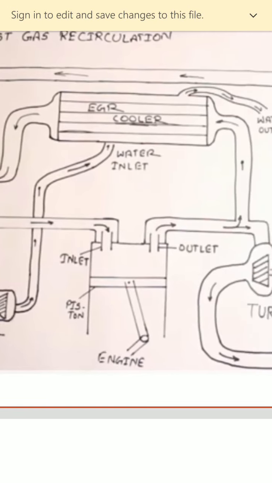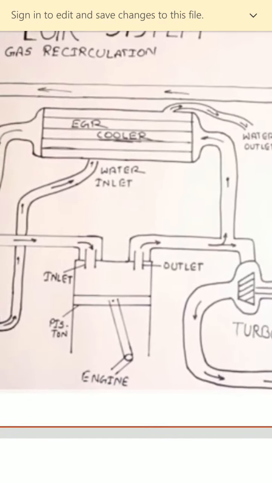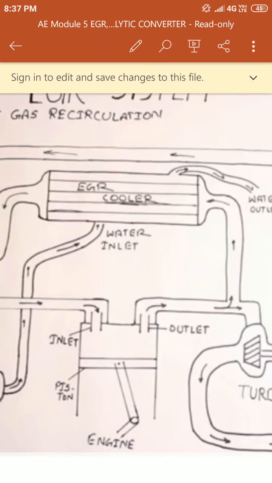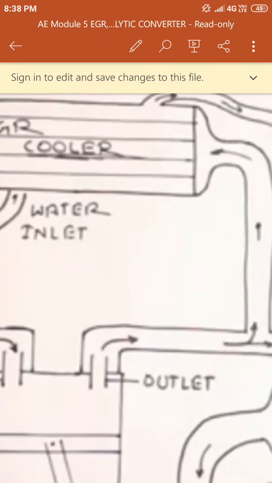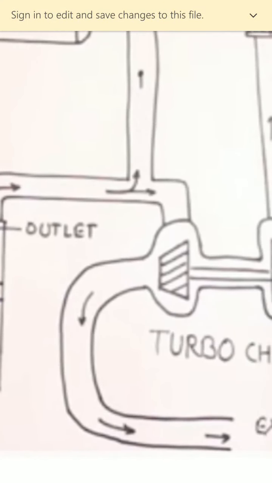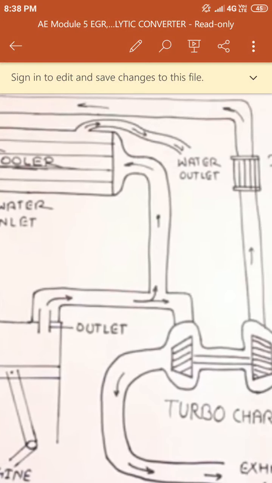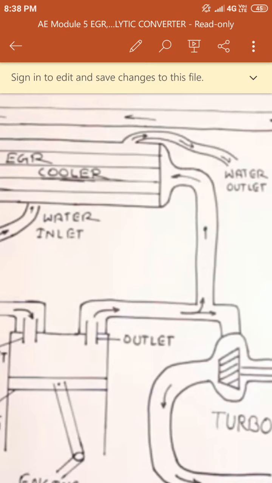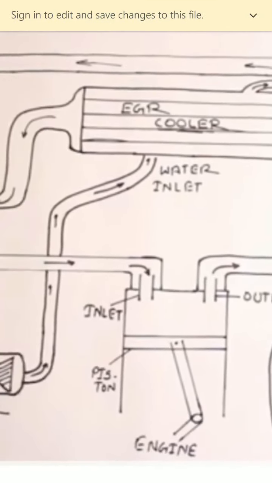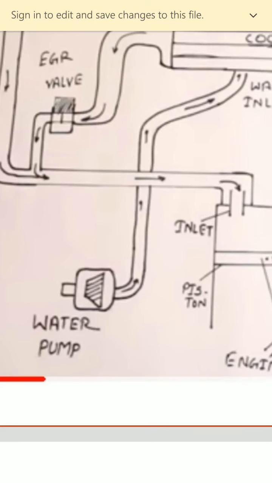Once combustion takes place, there is a formation of exhaust gas. It is at a higher temperature. Here we have to reduce the exhaust gas temperature. The exhaust gas coming out of the engine, part of it enters the turbocharger and exhausts through the exhaust. The remaining part of the exhaust gas enters the inlet of the EGR cooler. See here, the EGR cooler is connected to the water pump, which pumps the water.